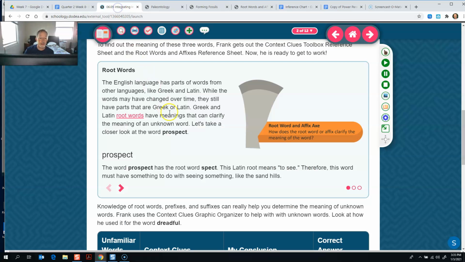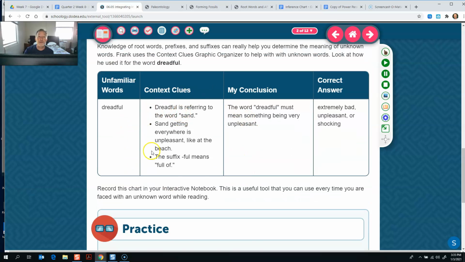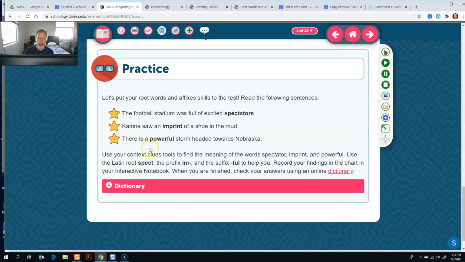Let's take a look at some of the samples that they have here. Okay, they go over one. You can take a look at this for dreadful. But now they've got practice here as well. I'm going to help you break it down. Okay, let's take a look at this. We've got the word spectators. Okay, spectators. The football stadium was full of excited spectators. Now you can probably figure that out already. If somebody's excited, it could be the players. Okay, but it's probably, let's see if we can figure this out.